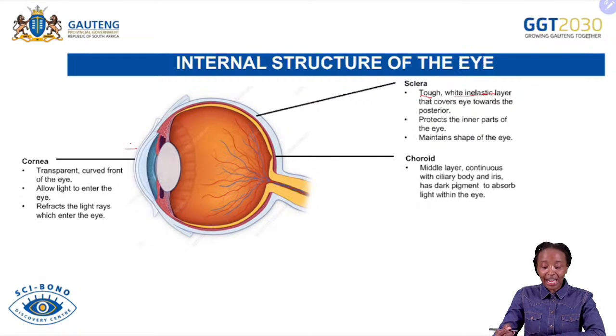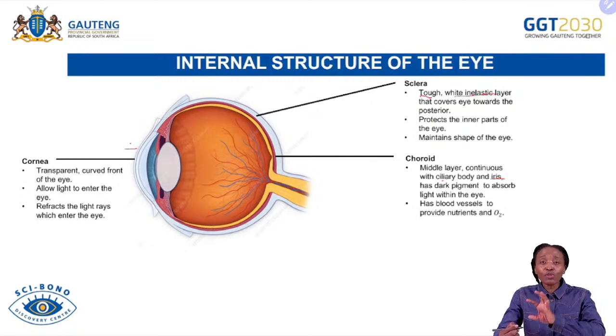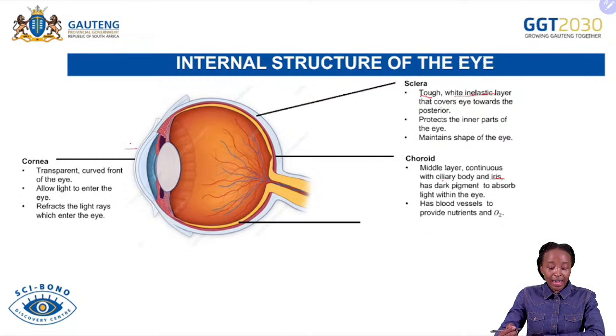So this middle layer is a continuous layer. It continues in front and becomes the ciliary body. It becomes the iris. What is the difference between this layer and the outer layer is that the choroid is dark. It is dark pigmented because its function is to absorb the light when it enters the eye. It is also rich in blood capillaries or blood vessels so that it is able to supply the eye with nutrients and oxygen.